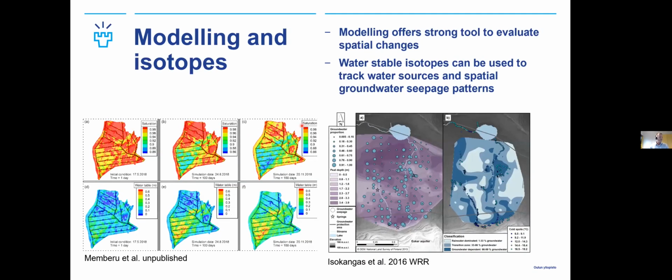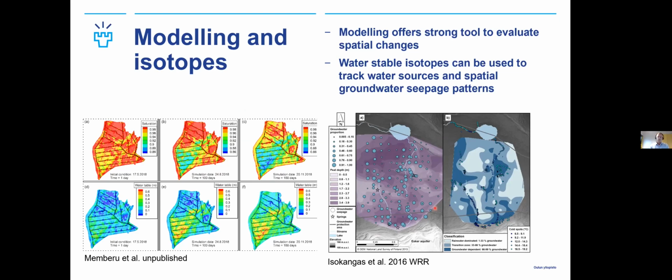We can use modeling. For example, this is an example from the HydroGeoSphere model, which is a fully coupled surface-groundwater model, which was established on one of the restored sites. And we can get very detailed information about the saturation or groundwater table on the site. But this demands a lot of information, and in practice we cannot set it up on many of the sites.